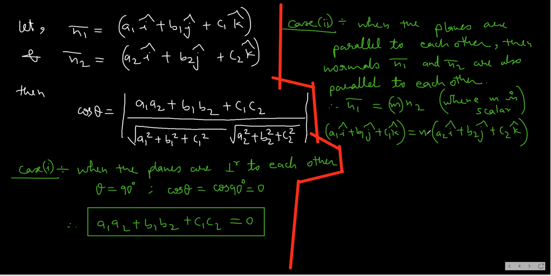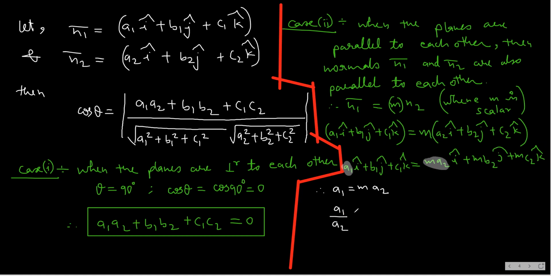Okay, what I will do is I'll multiply this M inside. So it will become M A2 I cap plus M B2 J cap plus M C2 K cap. And this side what I have is A1 I cap plus B1 J cap plus C1 K cap. Now, since the vectors are equal, by equality, the coefficient of I cap here is the same as this. Coefficient of J cap here will be the same as that. So therefore A1 is equal to M A2. This gives me A1 upon A2 is M.